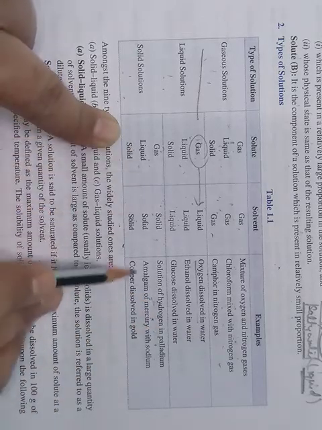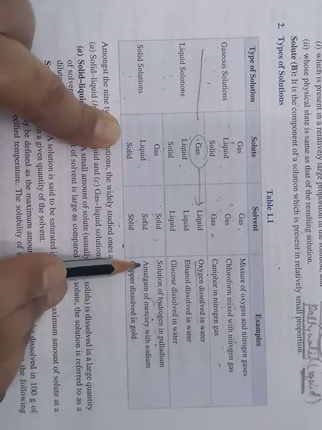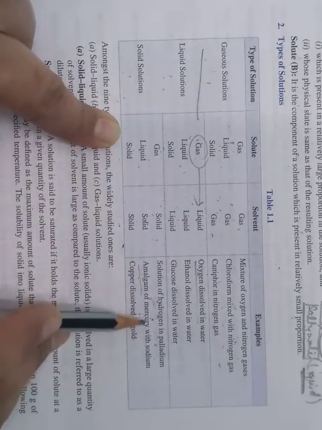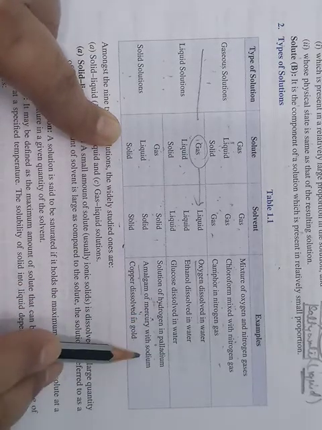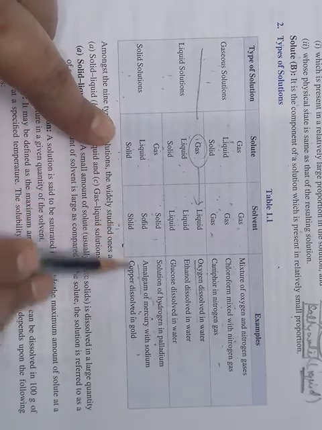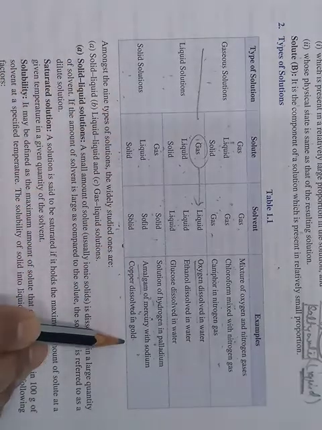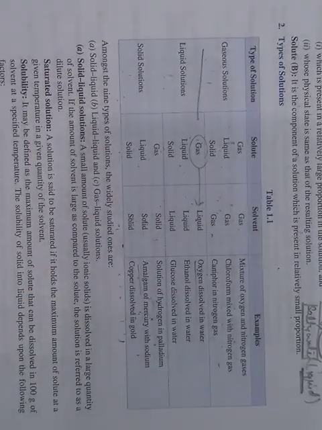Liquid in solid is like an amalgam of mercury with sodium. Amalgam means an alloy of mercury. Mercury, as you know, is a liquid and sodium is a solid, so mercury is mixed with sodium. Then solid in solid is like a simple alloy formation, where copper is mixed with gold.